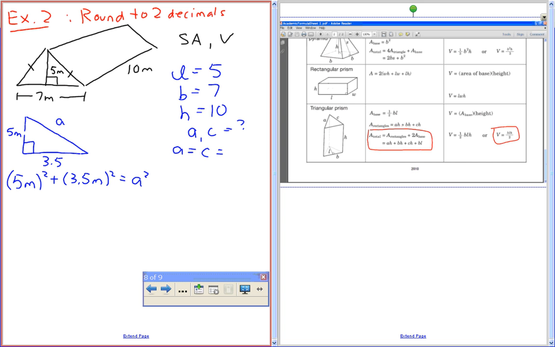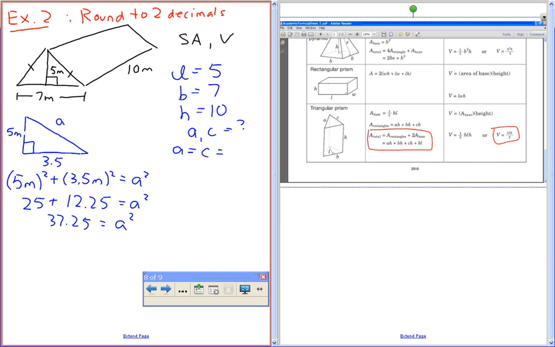Okay, calculator time. Luke, can you do 5 squared for me and 3.5 squared for me, please? 5 squared is 25. And 3.5 squared is 12.25. That turns out to be 37.25.